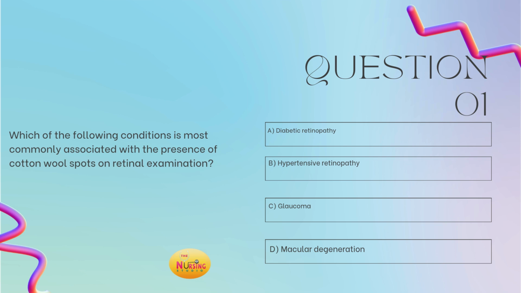All right. Y'all know I always recommend reading the stem of the question first, as it allows you to slow down to ensure you're answering what is even being asked of you. But here, the stem is the question, right? So, which of the following conditions is most commonly associated with the presence of cotton wool spots on a retinal exam? And the best answer is A, diabetic retinopathy. Although diabetic retinopathy and hypertensive retinopathy are both associated with cotton wool spots, diabetic retinopathy is the most common one that is associated with it.